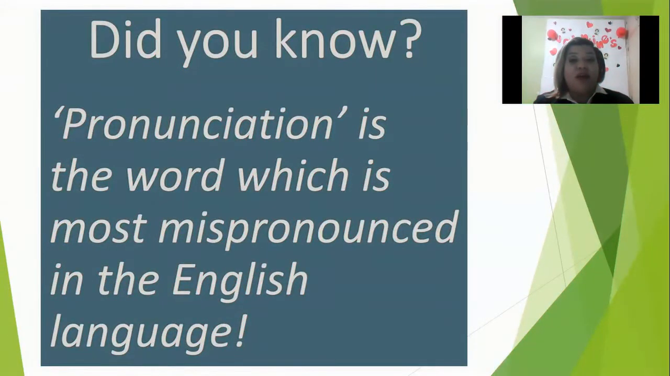Another fact about the English language. Did you know pronunciation is the word which is the most mispronounced in the English language? Interesting fact.